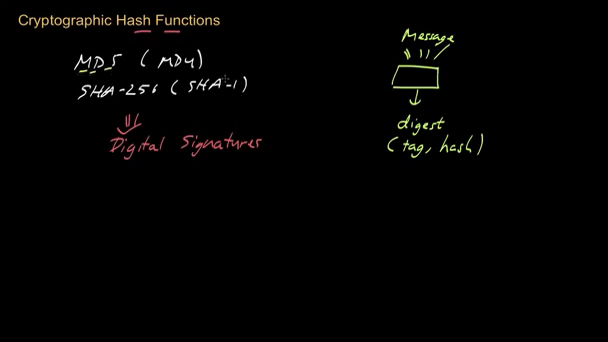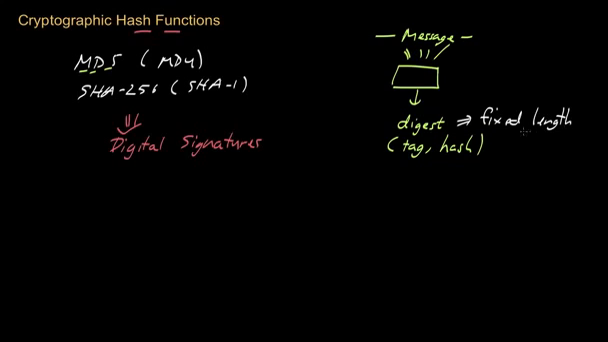Now the message, as I mentioned briefly, can be of arbitrary size. It can be as long as you want or as short as you want, but the size of the digest, or the size of the tag, is going to be fixed in length. For example, in the context of a hash function like SHA-256, the digest will be exactly 256 bits in length. So it's going to have a fixed length output, but an arbitrary length input.